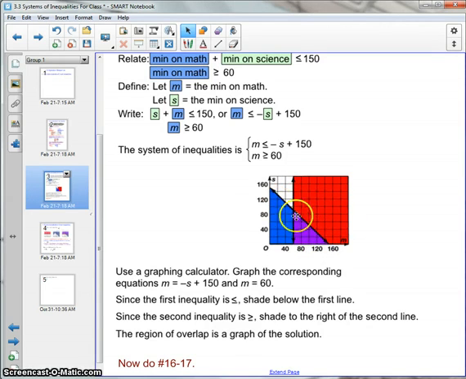Now where this blue overlaps with the red here, we see is purple. So that is our solution for both inequalities. This is our solution here in the purple for our system of inequalities.